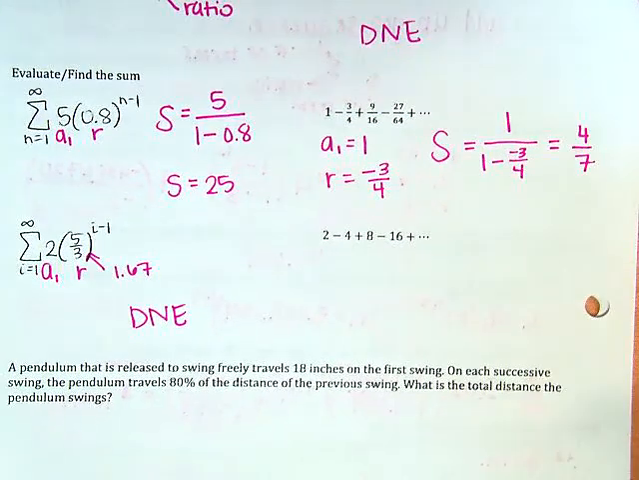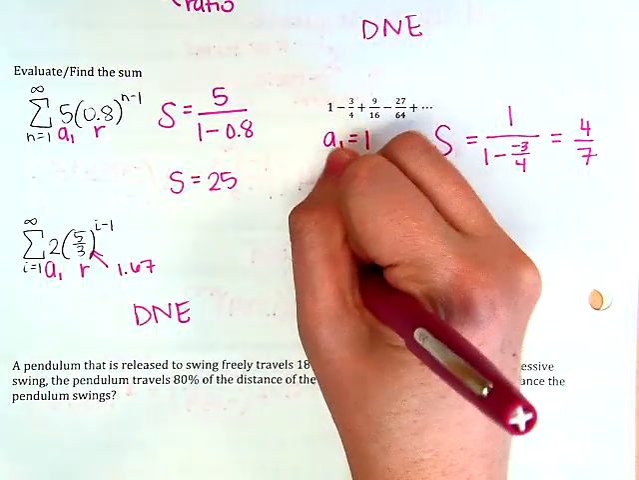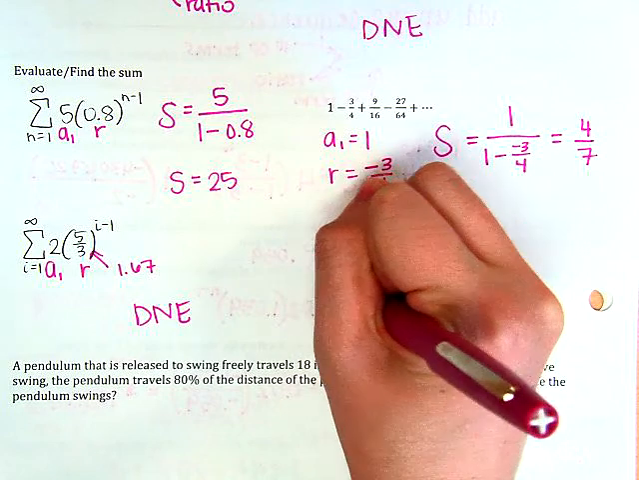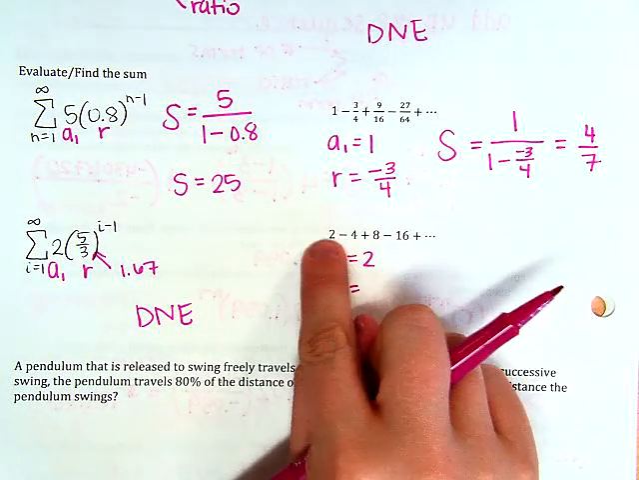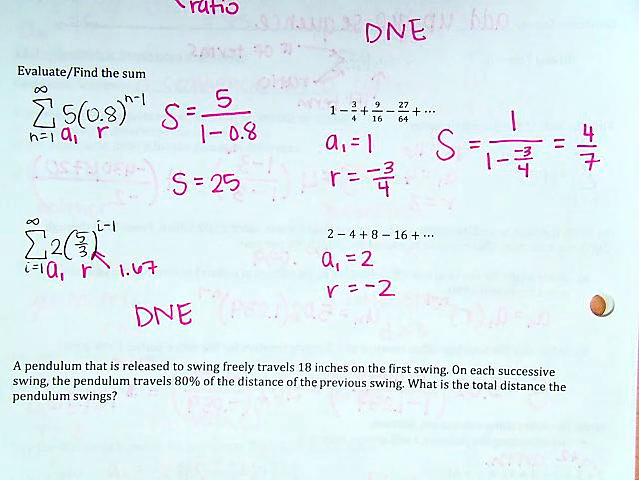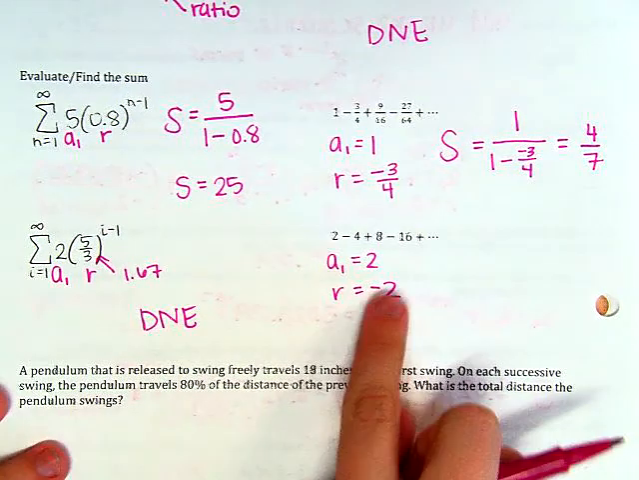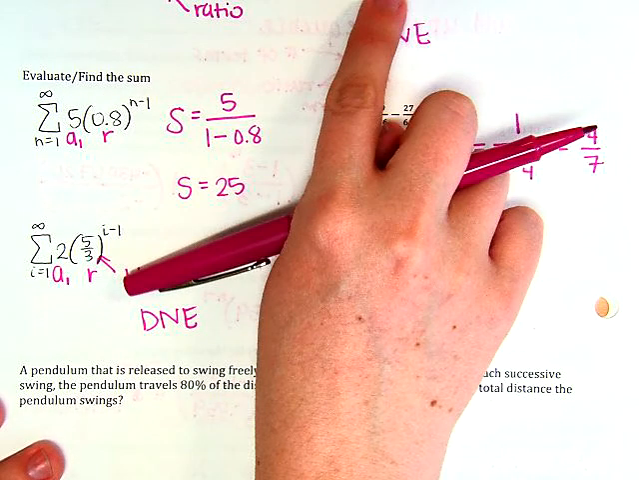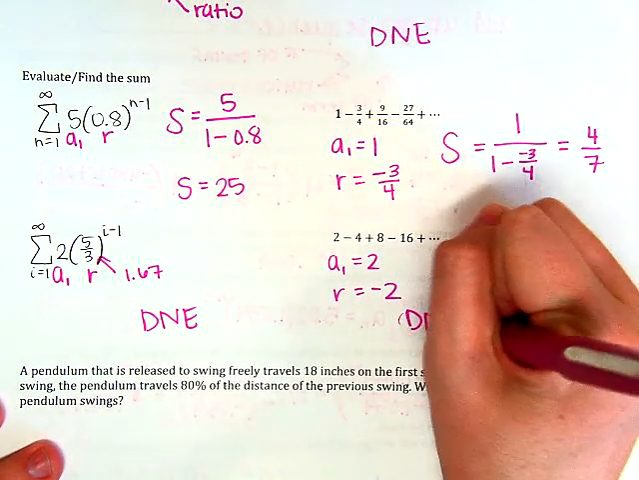Okay, one more of these. My first term is 2. My ratio, what am I multiplying by each time? Looks like I'm multiplying by negative 2. So then to figure out which formula to use, I gotta change it to the positive version, so positive 2. That's also bigger than 1. So this is a does not exist.